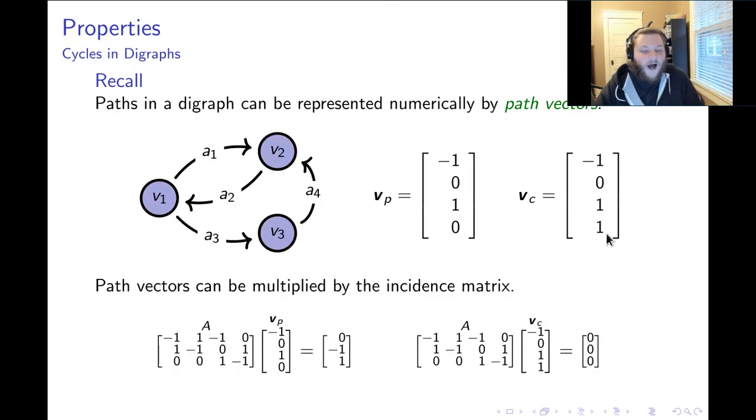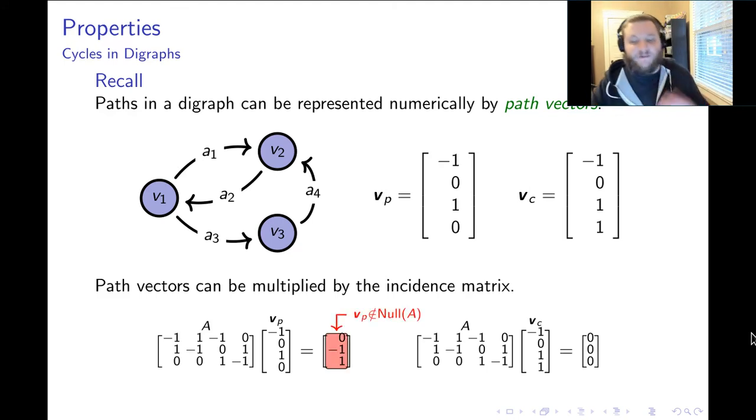Now, remember, the incidence matrix of a directed graph is an n by m matrix where the number of rows is the number of nodes and the number of columns is the number of arrows. What this means is that we could take our incidence matrix and multiply by the path vectors we've constructed here. When we take the incidence matrix of our directed graph and multiply by our first path vector, we produce the vector 0, -1, 1. And when we multiply by our second path vector, we produce the 0 vector.